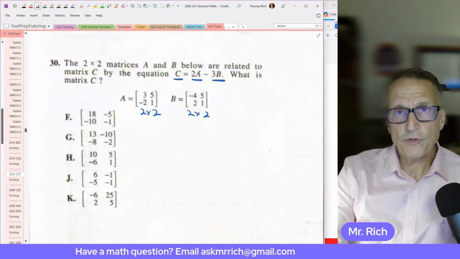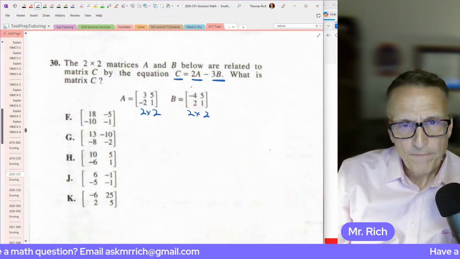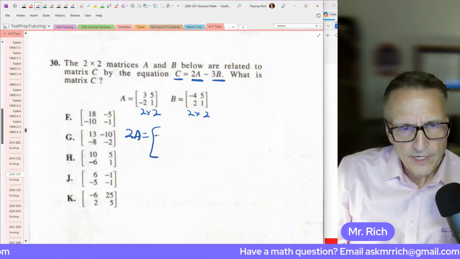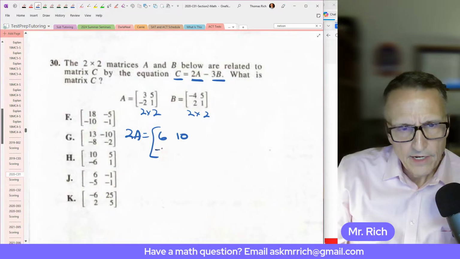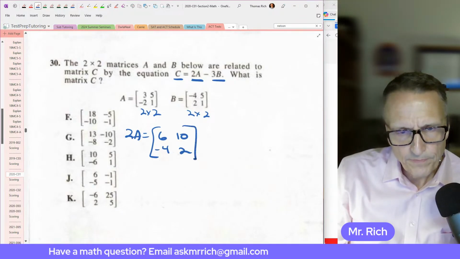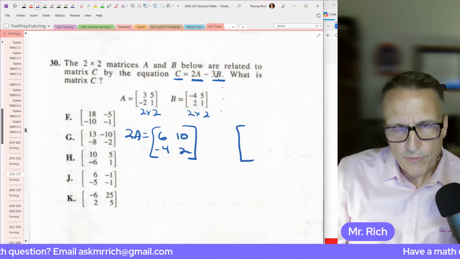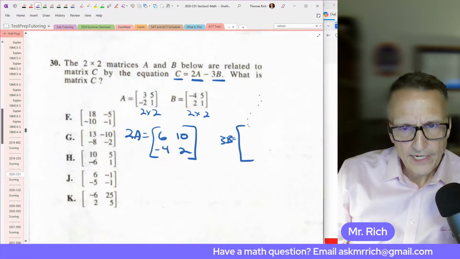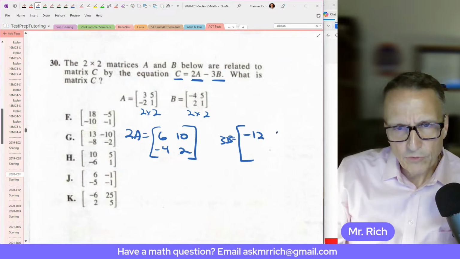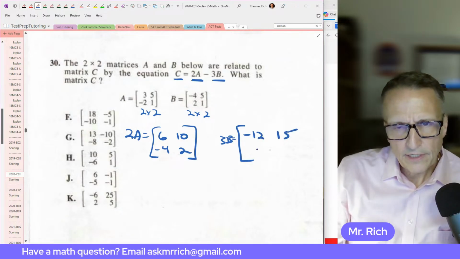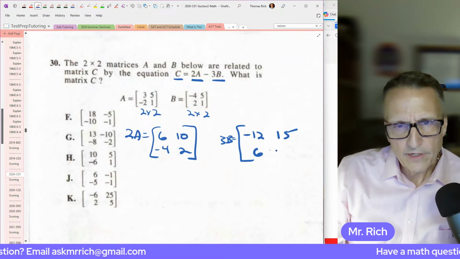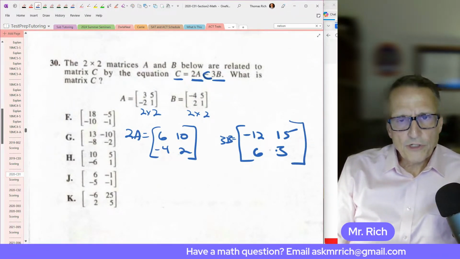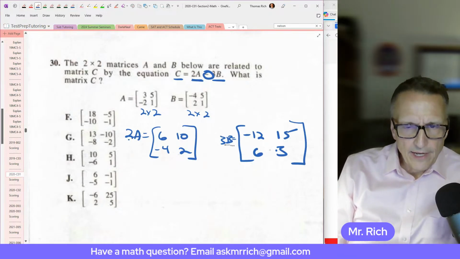Just as I showed you when we opened this thing up, if I'm going to take 2 times A, I'm going to write the matrix 2A. It's going to be 6, 10, negative 4, and 2. I'm going to make the matrix 3B, multiplying each of those elements by 3. So negative 12, 15, 6, and 3. And then what am I supposed to do? I'm supposed to subtract these. I'm supposed to take 2A and take away 3B.